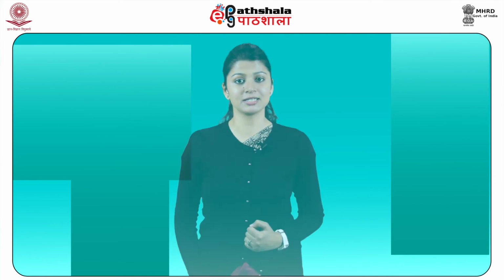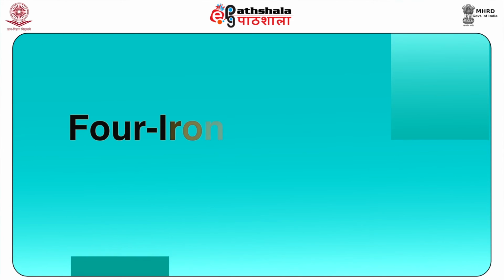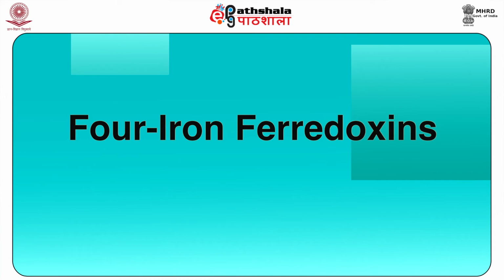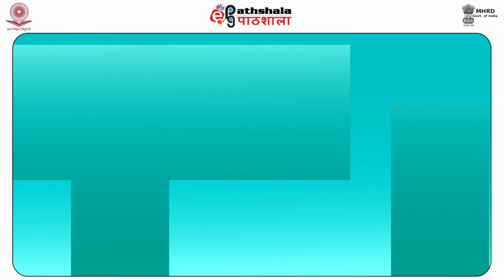Example includes the inactive form of aconitase, which has an Fe3S4 and gets activated by the addition of Fe2+ and reductant. In oxidized form, all the 3 iron atoms are as Fe3+, and in reduced state, it contains 2 Fe3+ and 1 Fe2+. Next ferredoxin we have is 4 iron ferredoxin, which is represented as 4 iron 4 sulfur.